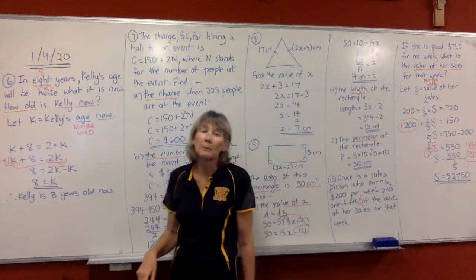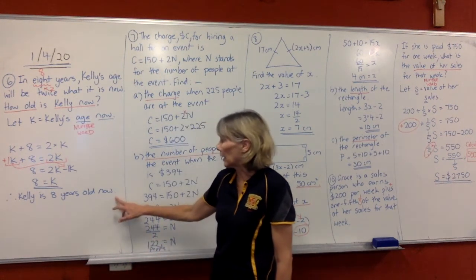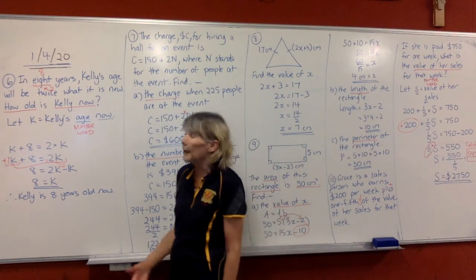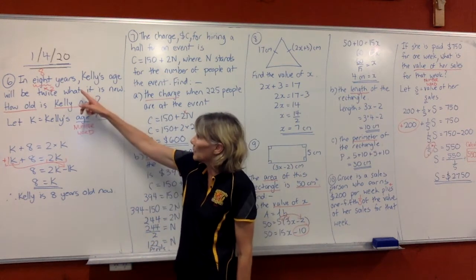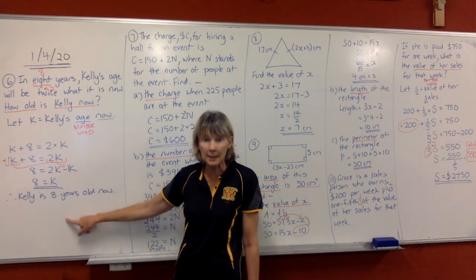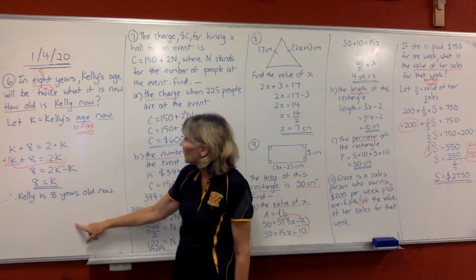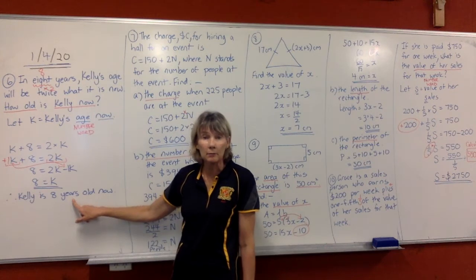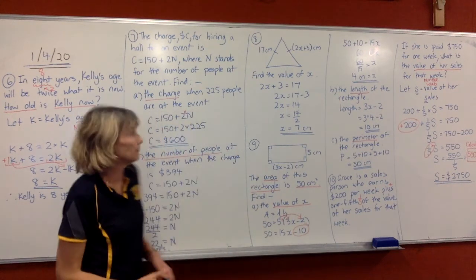So at the end of an exam, if you had time, you could check it. Go, okay, I said Kelly was 8 years old now. Let's see if this works out. In 8 years' time, she would be this plus 8. She would be 16. Is that double what she is now? Yes, it is. So you're right.